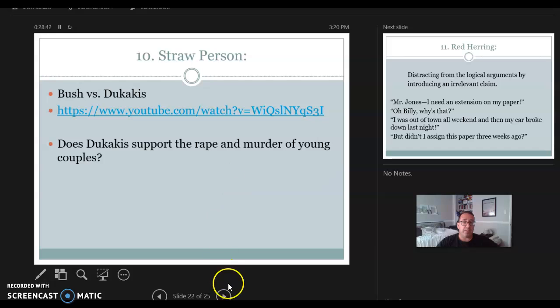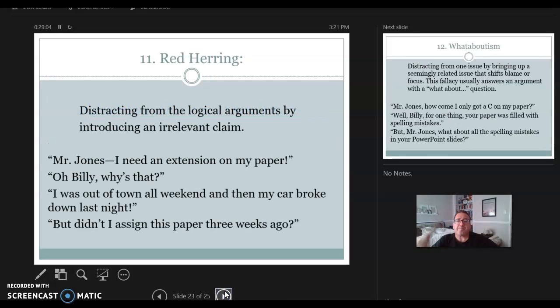And again, a lot of people think this ad was part of what allowed Bush to win. It was a powerful piece of persuasive advertising that really used this straw person very well to give people the impression that Dukakis is soft on crime. Okay, so that's a good example of a straw person argument. A couple more to talk about.